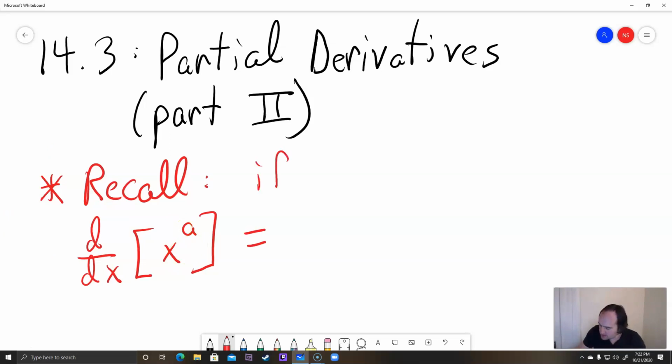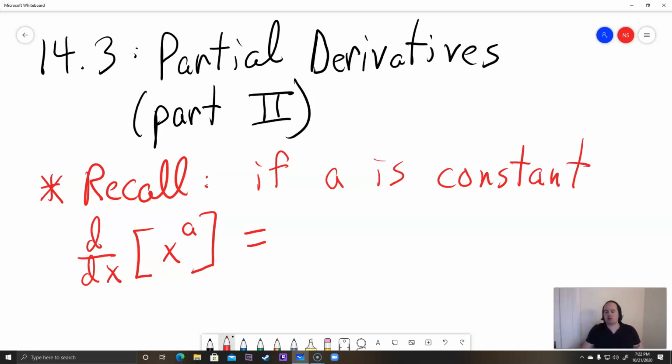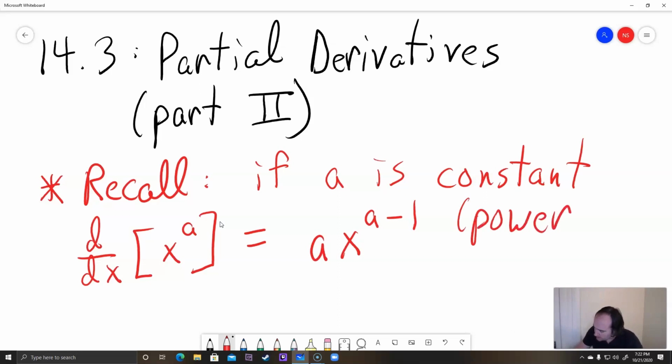So if a is a constant, and you have the derivative of x to the a, you do the power rule, which means you bring the constant out front and you decrease the exponent by 1. So that's going to give us a times x to the a minus 1. That's the power rule. But we already knew that, so why am I bringing this up?